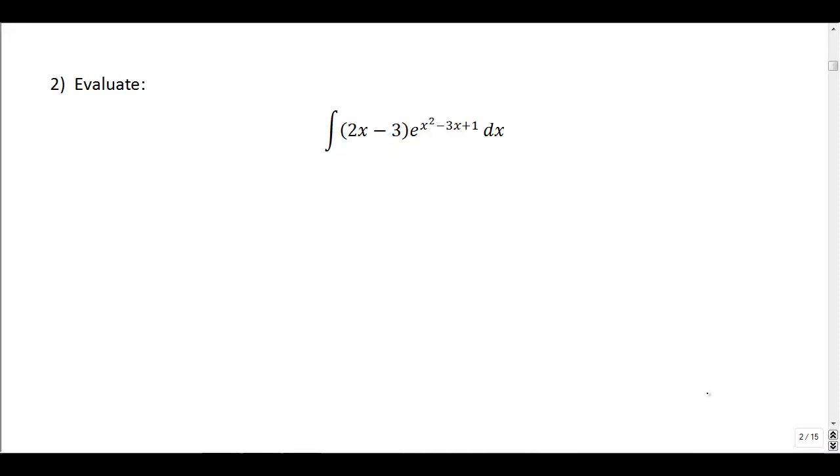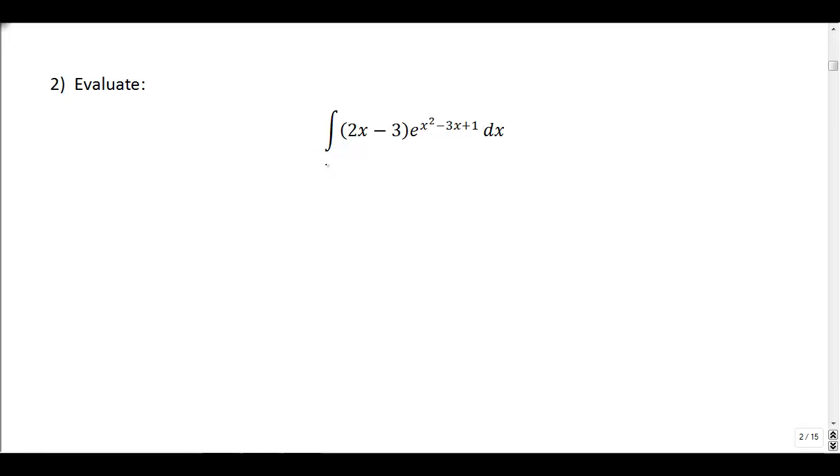Okay, second question in our review, we want to do an antiderivative of 2x minus 3 times e to the x squared minus 3x plus 1 dx. Again, you start thinking, well, there's multiplication, maybe I could do integration by parts here. But before that, I'm going to start looking for a substitution. And generally, when I've got e to some power, particularly if that power is somewhat complicated, a substitution to try is to let u be the exponent.